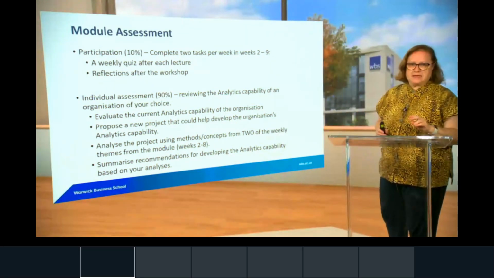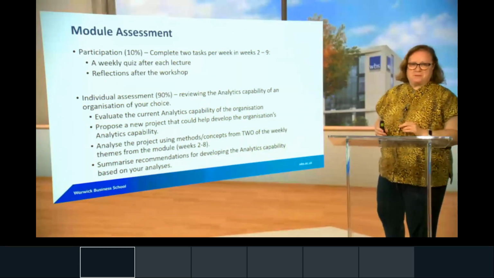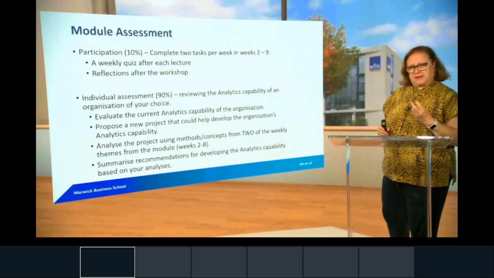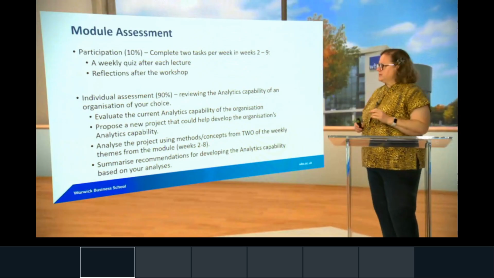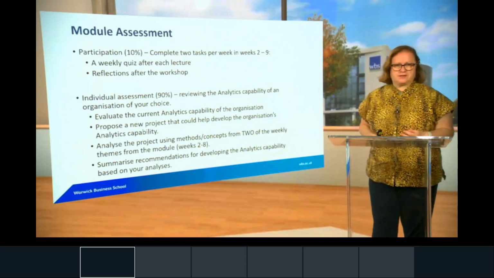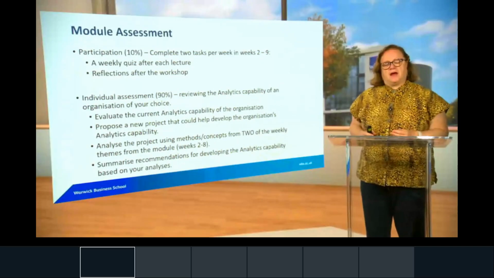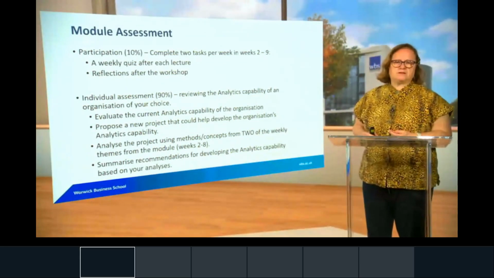Clearly, if you're getting 0 or say 20% each week, then we might get in touch with you to see, are you having any issues? But that score doesn't count towards your participation mark. The second component is some reflections after each of the workshops, and you'll see when you have this week's workshop the sorts of things that we're asking you to reflect on.